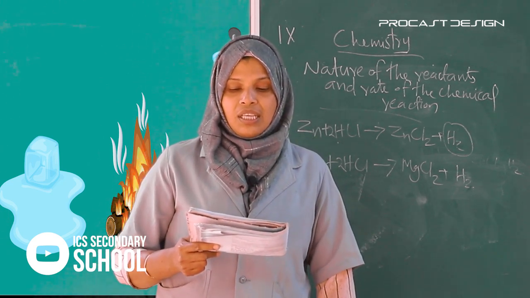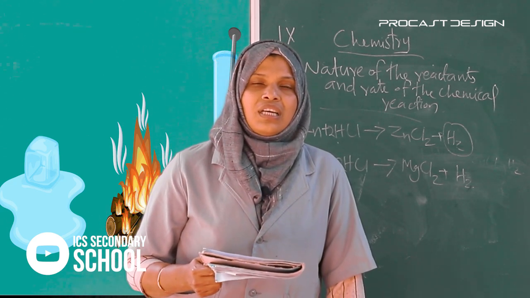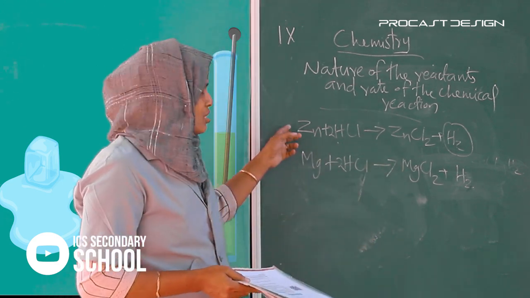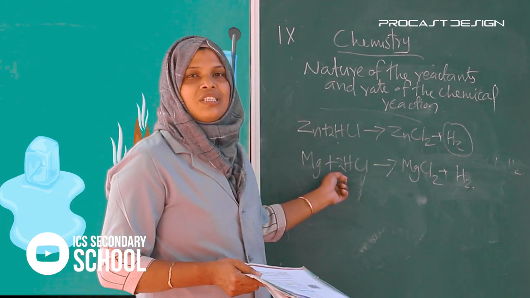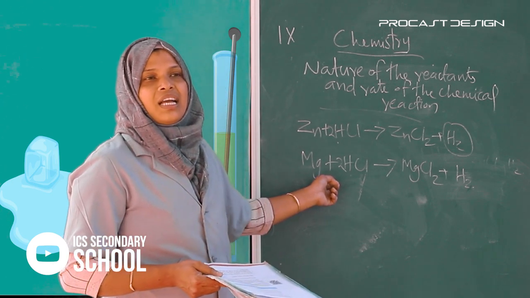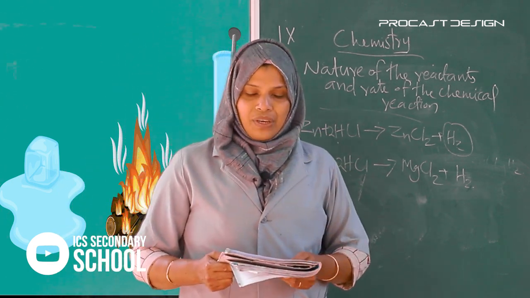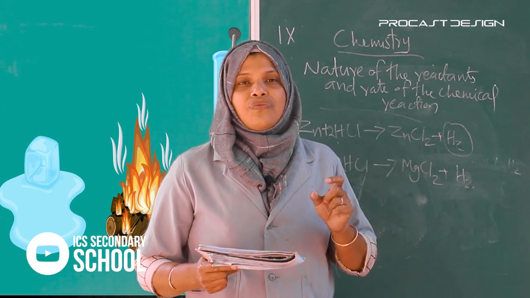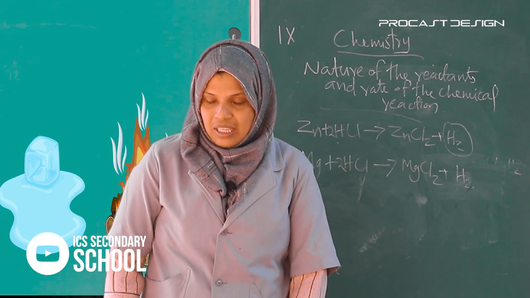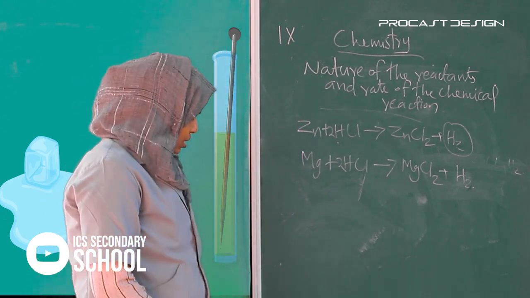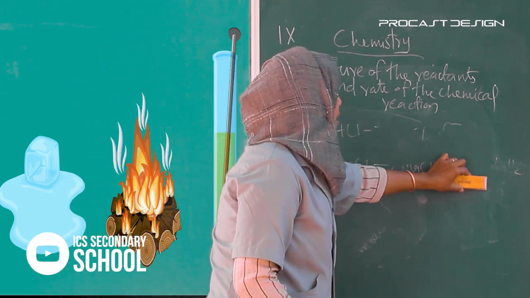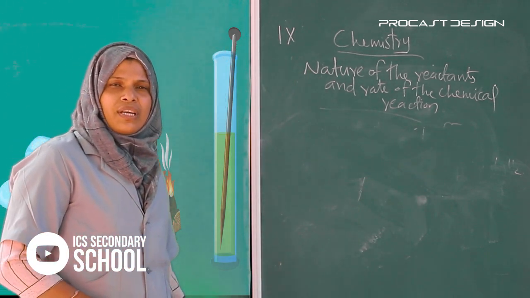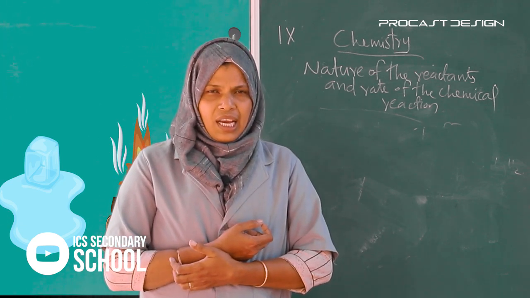What is the factor that influences the rate of the reaction here? Here in the first one we use zinc and in the second case we use magnesium. Here the nature of the reactants is different, so the nature of the reactant is one of the factors which influence the rate of the reaction.